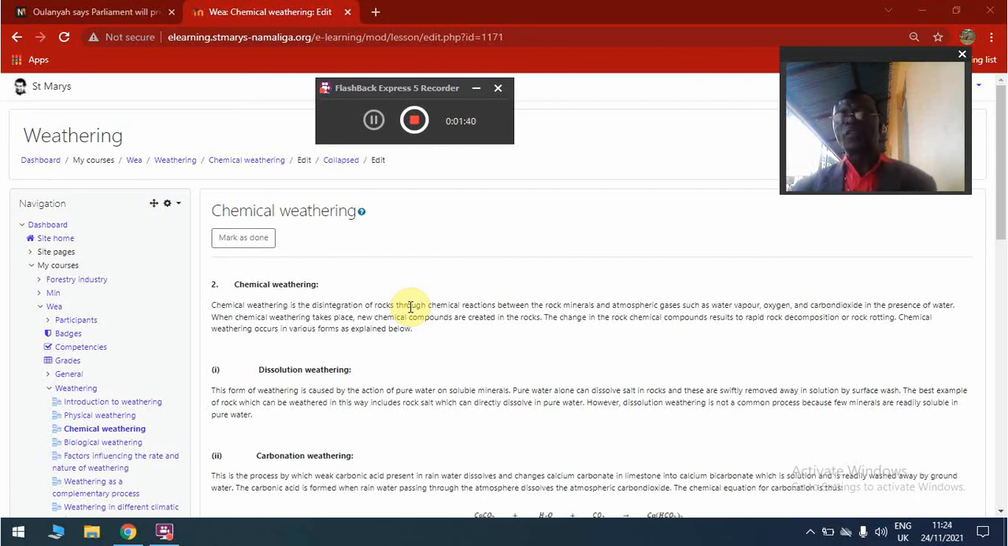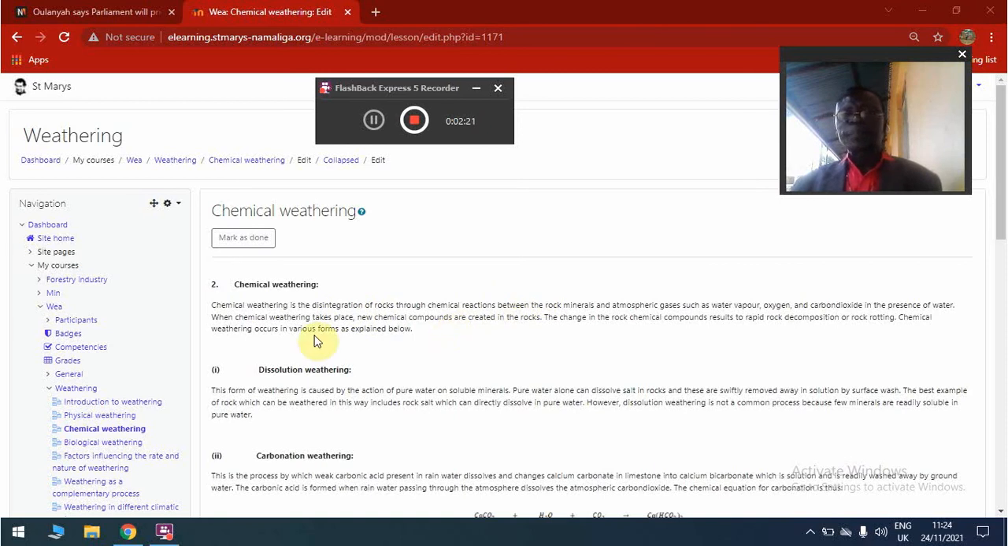Let me give this illustration. For example, if chemical weathering takes place in a limestone, limestone is a type of rock which is made up of calcium carbonate. Now, if calcium carbonate succumbs to chemical weathering, then the end product will be something different. For example, it produces calcium hydrogen carbonate, which is a completely different type of limestone.